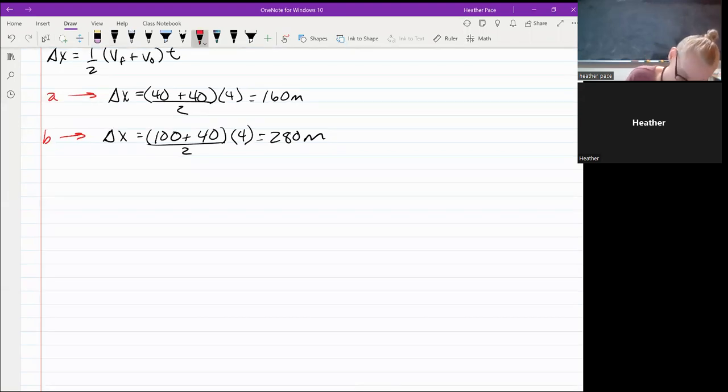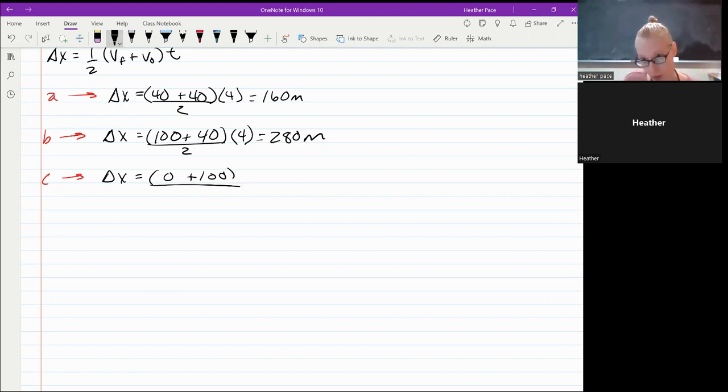Now C, again, we're going to say delta X equals, now our final velocity is 0. And our initial is 100. We've already used that one above. Notice that our final velocity is our initial velocity on our graph here. We're going to divide that by 2 to find the average, and then we're going to multiply that by our time, again, 4-second intervals. And if we do the math here, we get 200 meters.